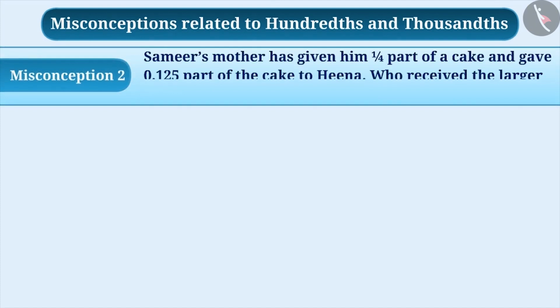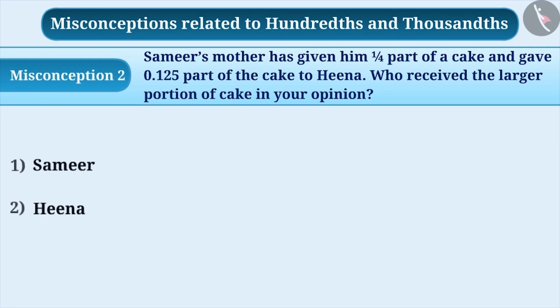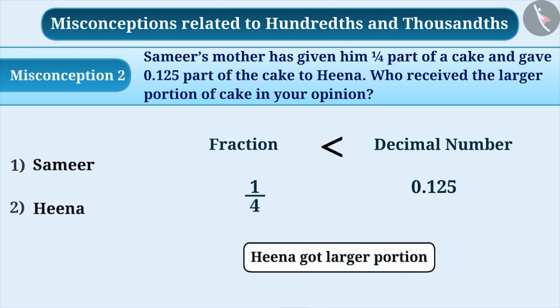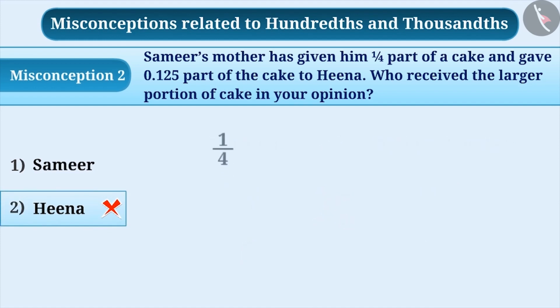Misconception 2. Samir's mother has given him 1/4 part of a cake and given 0.125 part of the cake to Hina. Who received the larger portion of cake in your opinion? Some students think that decimal numbers are always greater than fractions. They don't use mathematical operations for comparison and simply consider that Hina must have received a larger portion. With this understanding, incorrect answer option 2 is chosen.